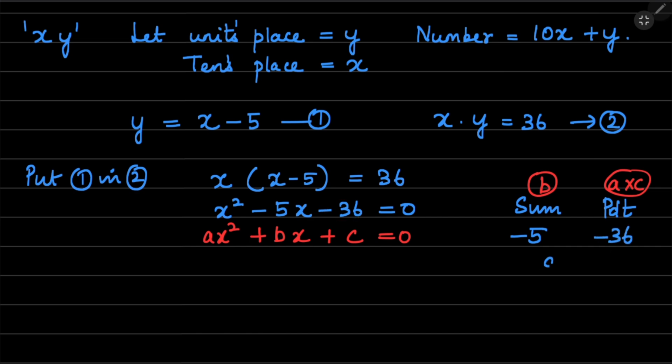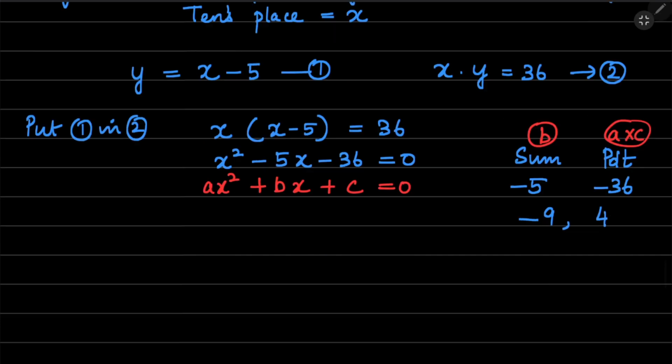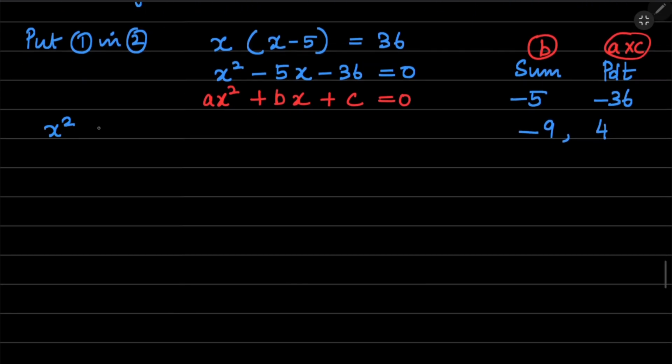So minus 36. Now I know the numbers are 9 fours are 36. If I put a negative sign to the bigger number, then the sum will be negative. So minus 9 plus 4 will be minus 5. Minus 9 multiplied by 4 will be minus 36. So these are the two numbers for your middle term. That means your minus 5x can be written as minus 9x plus 4x. Let's go ahead and do that. So you have x square minus 9x plus 4x minus 36 equal to 0.